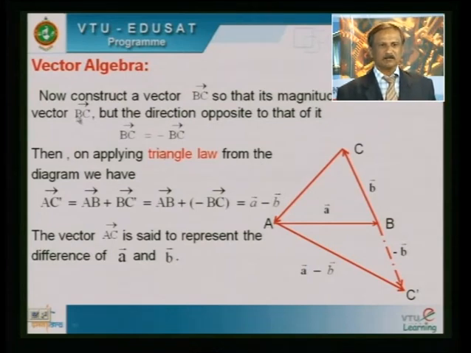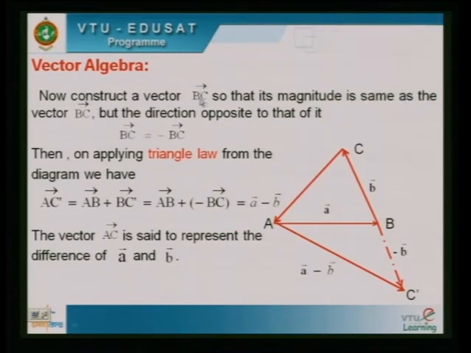Or you can construct a vector BC' so that its magnitude is the same as the vector BC, but the direction is opposite to it. You can write BC' is equal to minus BC. The name of the vector is B. Now, applying the triangle law from the diagram, we have AC' is equal to, now I want to calculate, this point is A and this point is C'.